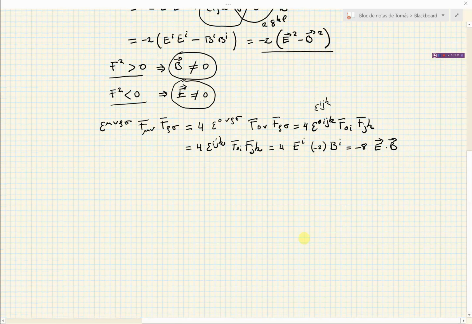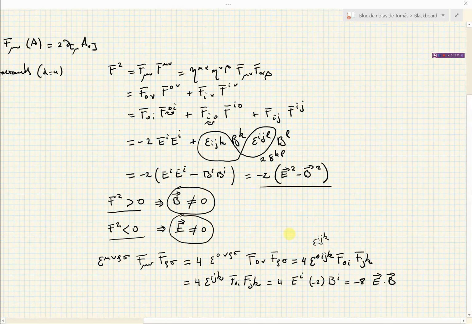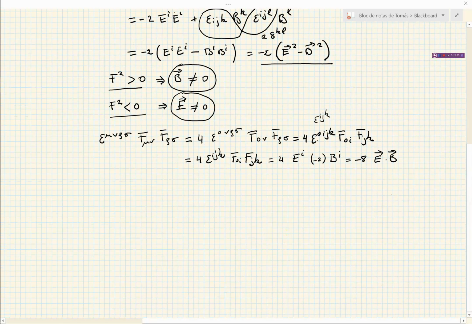Now the problem is these two invariants have the right number of derivatives, so I could try to construct actions with them. But this second invariant has a big problem. Let me show you what the problem is. We can write it like this. Remember that F mu nu is 2 times partial mu A nu antisymmetrized. This is contracted with something antisymmetric, so I don't need to antisymmetrize.